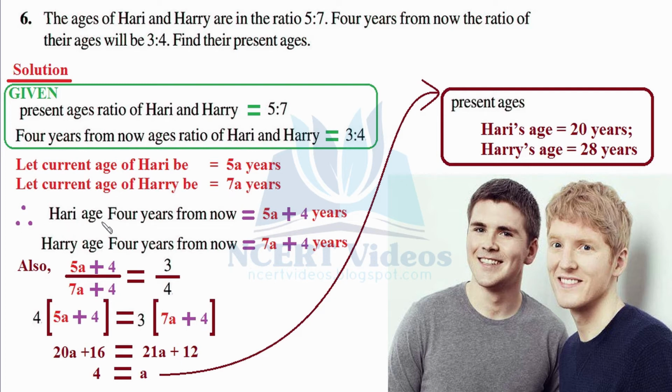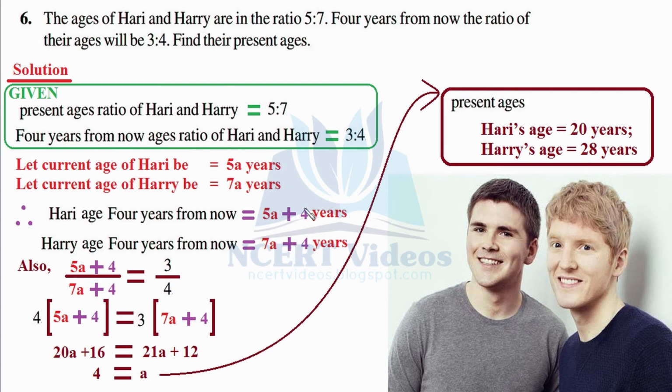Therefore, we wrote Hari's age 4 years from now would be his present age, that is 5a, and we are going to add 4 years to it. This will be Hari's age after 4 years. Similarly, Harry's age 4 years from now would be 7a plus 4 years. As simple as this. Also, we are given that the ratio would change to 3:4. So we wrote also 5a plus 4 in numerator, 7a plus 4 in denominator, equates to 3:4.